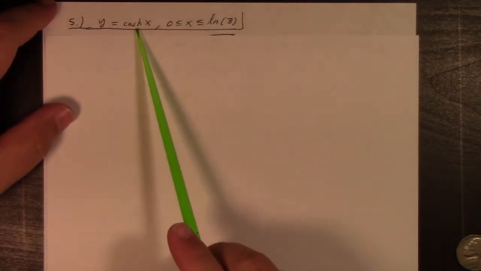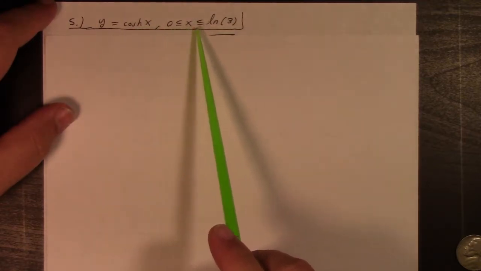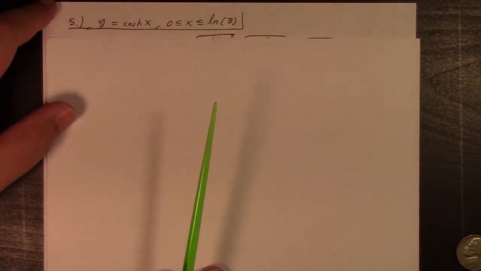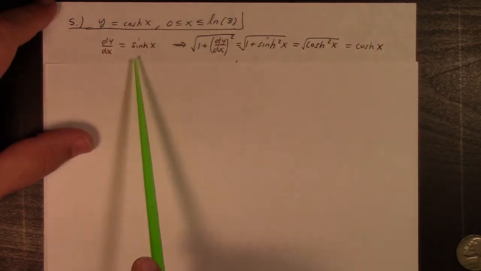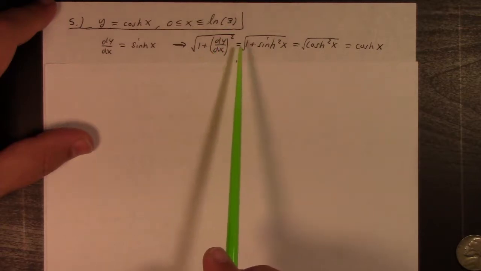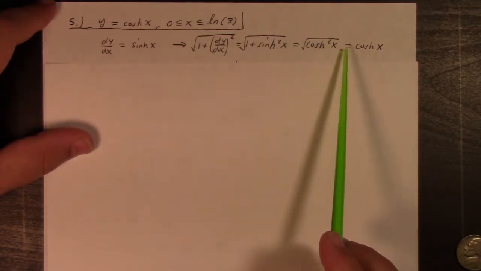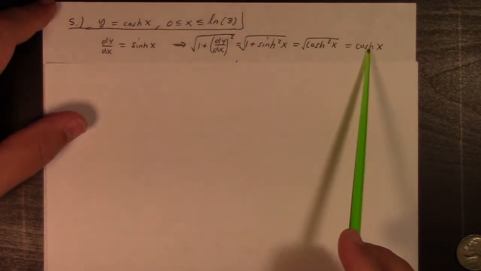Anyway, y equals cosh, the hyperbolic cosine of x, and we're going to calculate the arc length between 0 and log 3, natural log of 3, of course. So dy/dx is sinh, and that means that the square root of 1 plus dy/dx squared is the square root of 1 plus sinh squared. But hey, 1 plus sinh squared is cosh squared, and the square root of cosh squared is cosh of x.